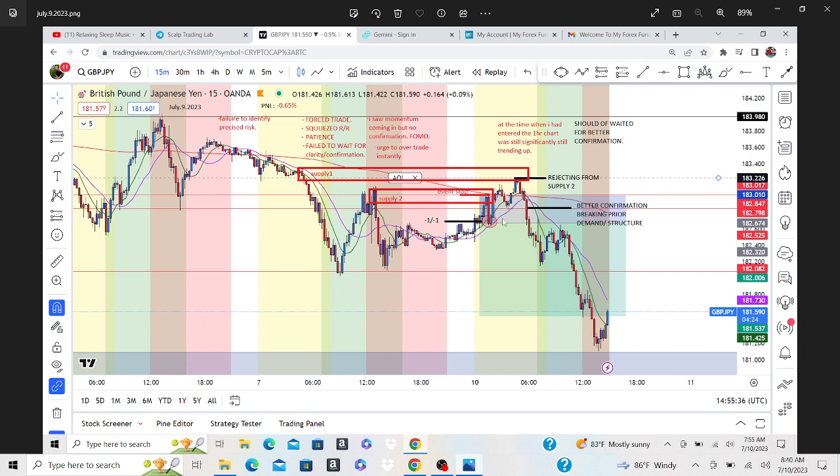I forced the trade. Supply 1, supply 2, I should have waited, rejected from supply 2, better confirmation, break prior demand structure right here, confirm. I forced this trade, I squeezed the risk to reward, I lacked patience, I failed to wait for clarity and confirmation. I saw momentum coming in, but confirmation and fear of missing out. Urge to overtrade instantly. As soon as I got this loss, I felt an urge to instantly overtrade and get right back in or look for other opportunities.